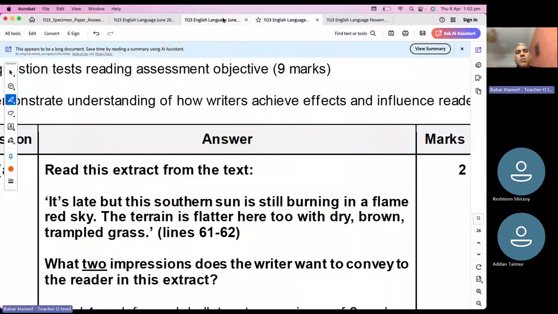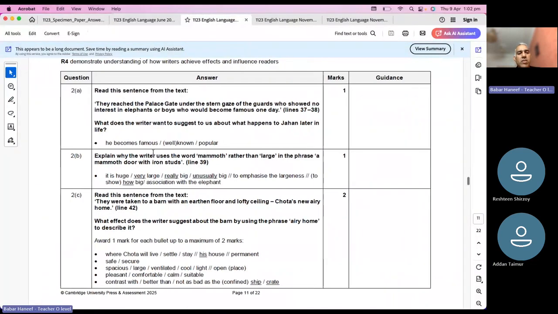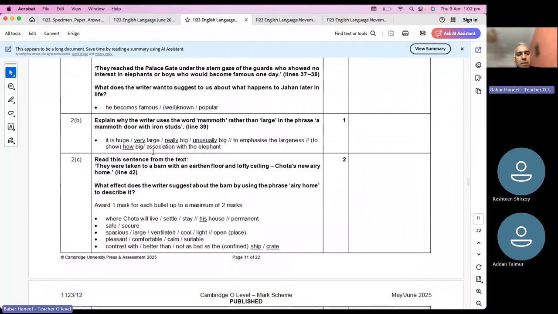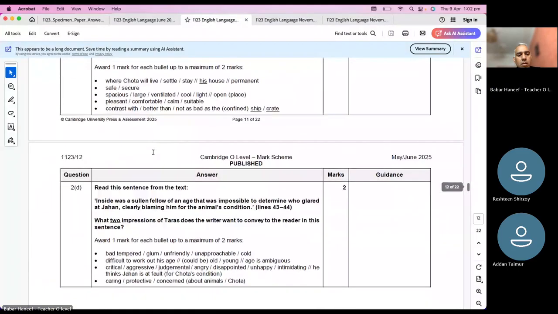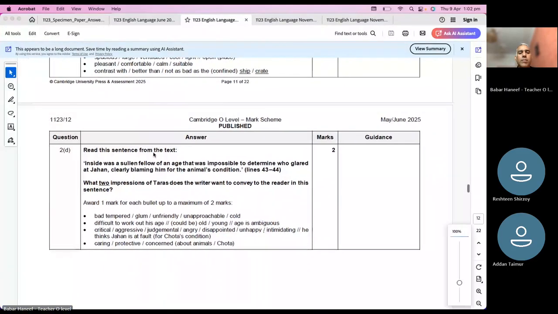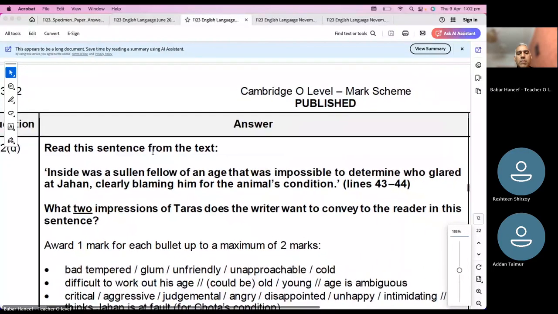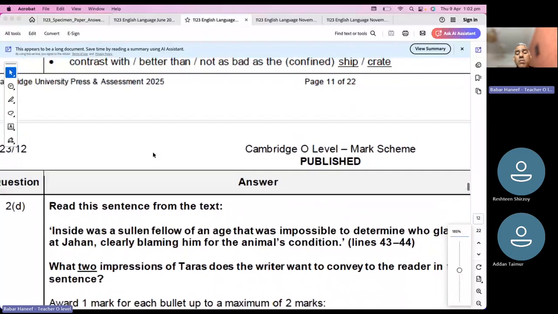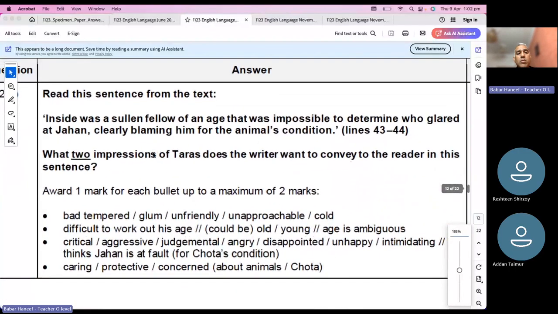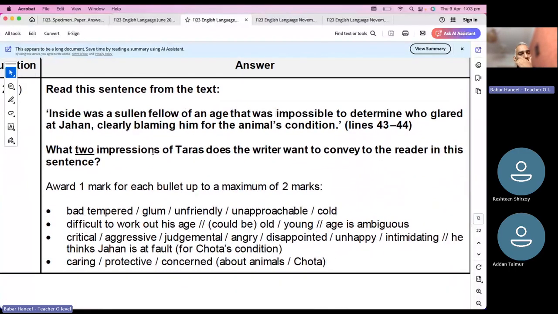Okay, now let's move on to a similar kind of question here, from another paper. Look at this one. Rishtine, I would like you to unmute your mic as well, so that we can have a healthy discussion.